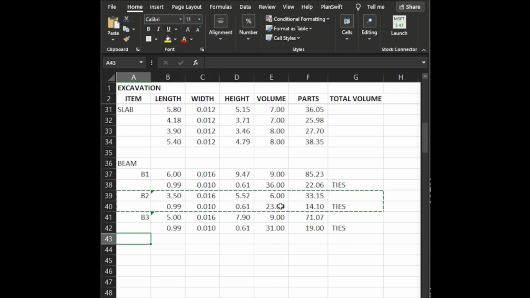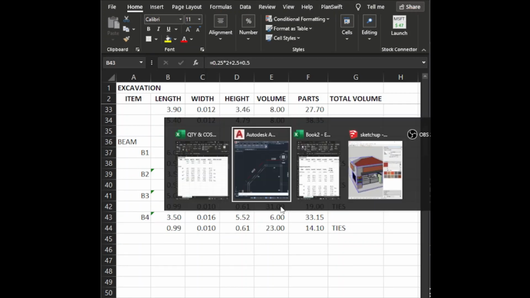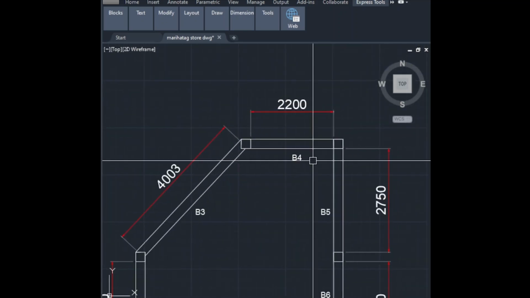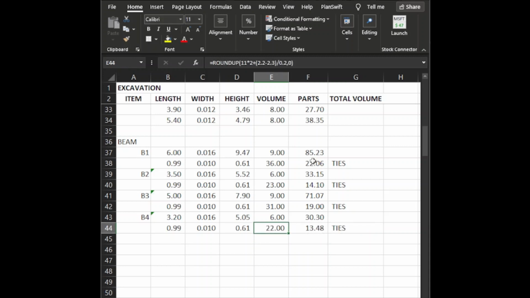So for beam 4, beam 4 is 2.2 meters. So we will just put 2.2 meters. Then we have 6 number of main bars. Then we'll just put 20 here, 2.2. So it's 22. Only 22 number of ties.